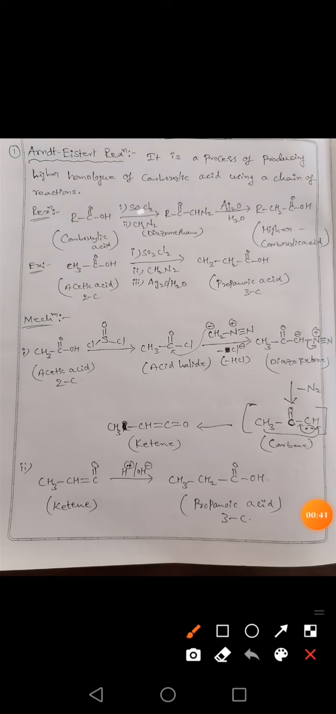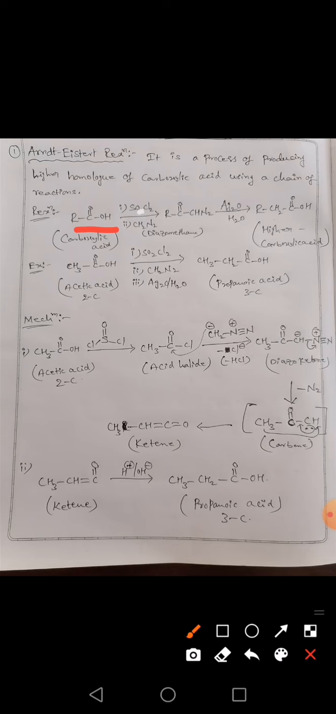Okay, now we are going to start the Arndt-Eistert reaction. Actually, it is a process of producing a higher homolog carboxylic acid using a chain of reactions. Using a chain of reactions means it involves many steps. First, see the reaction.